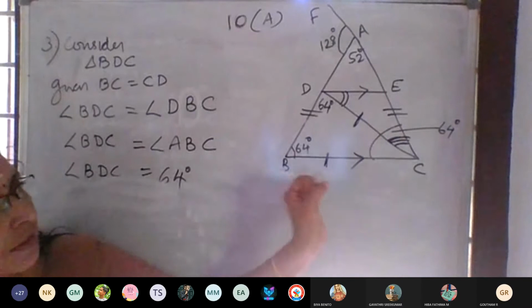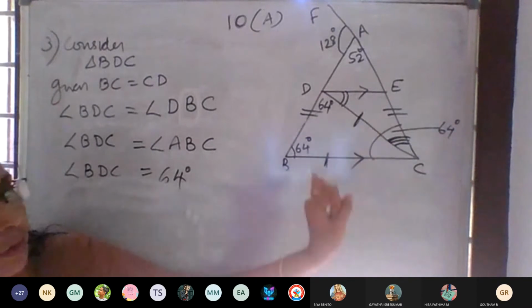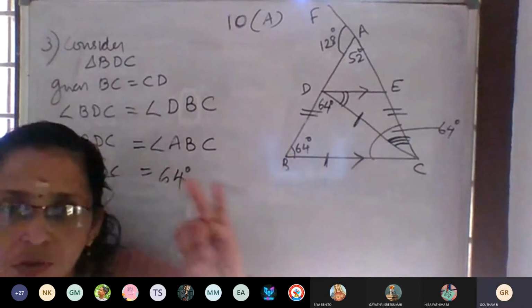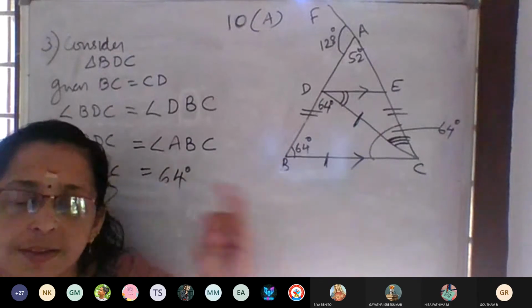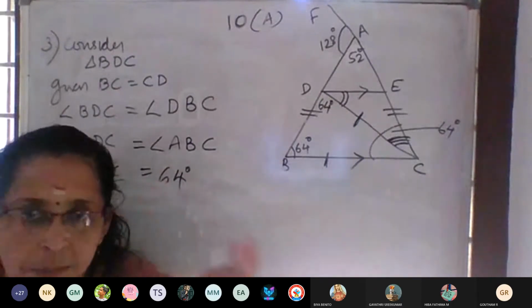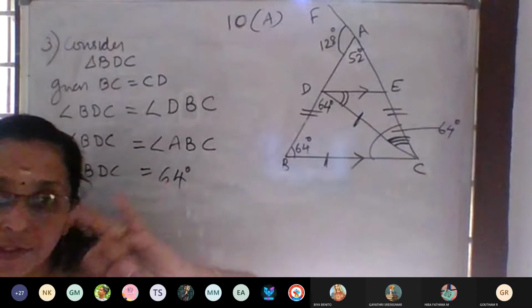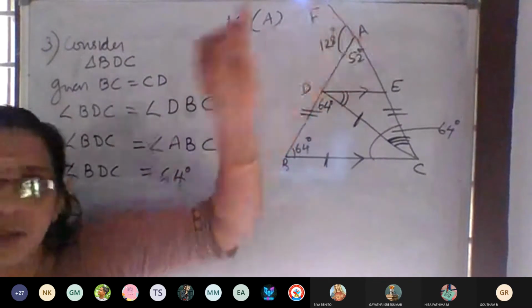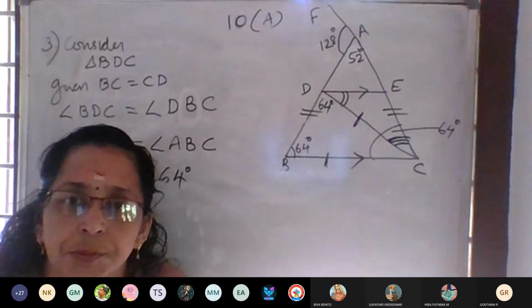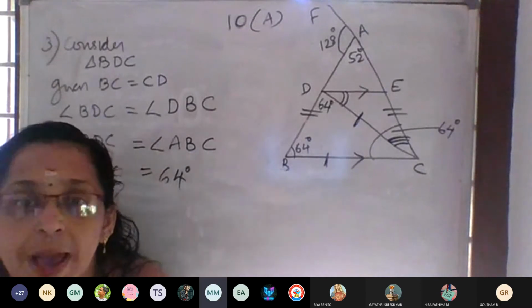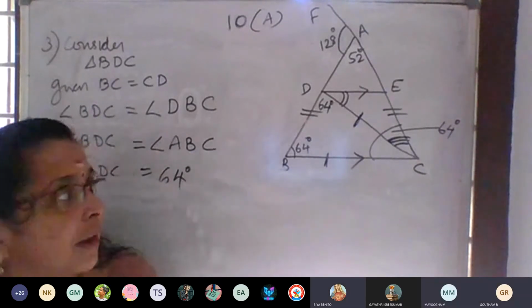DC is equal to BC. That also we have. That's why we apply theorem number 1. So the first clue is 128 degrees, and then one more point is given: DE is parallel to BC.